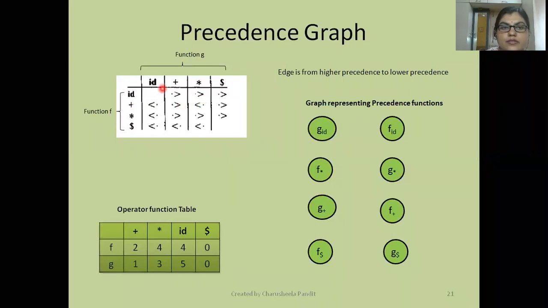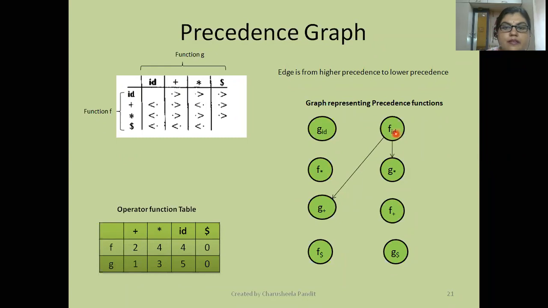Why g of star? Because all these terminals on the column side are nominated with the g function, and here all are nominated with the f function. So f of id and g of star: f of id is having more precedence, right? And the edge is from higher precedence to lower precedence. So we will have an edge from f of id to g of star. Okay, f of id and g of plus. f of id is having more precedence than g of plus. So you will see the edge is starting from f of id and going till g of plus.